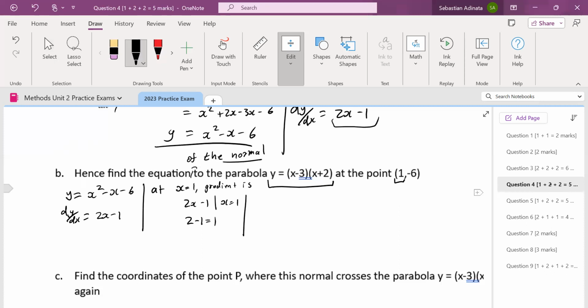So the gradient of the normal is perpendicular. And that would mean it's a negative reciprocal, but 1 is equal to 1 on 1. So the gradient of the normal is negative 1 on 1, which is equal to just negative 1.